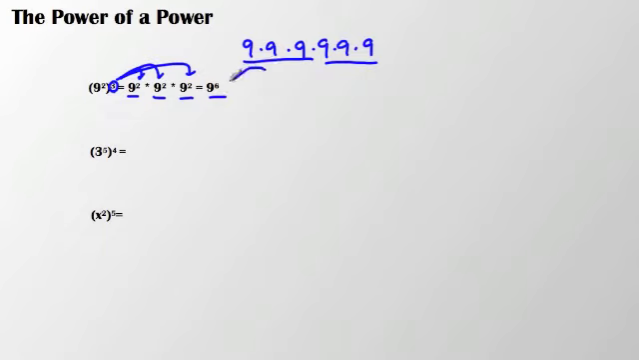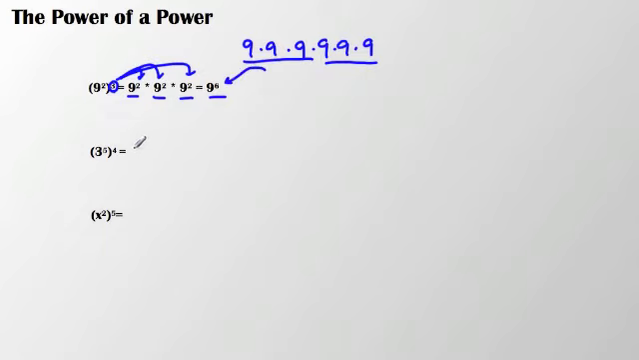So that means I have 9 to the second times 9 to the second times 9 to the second. There's my 3 times, 1, 2, 3. And then the total there gets me 9 to the sixth. Because as I can see, each 9 to the second is 9 times 9. So I have 9 times 9 times 9 times 9 times 9 times 9. 1, 2, 3, 4, 5, 6, to get a total of 9 to the sixth.